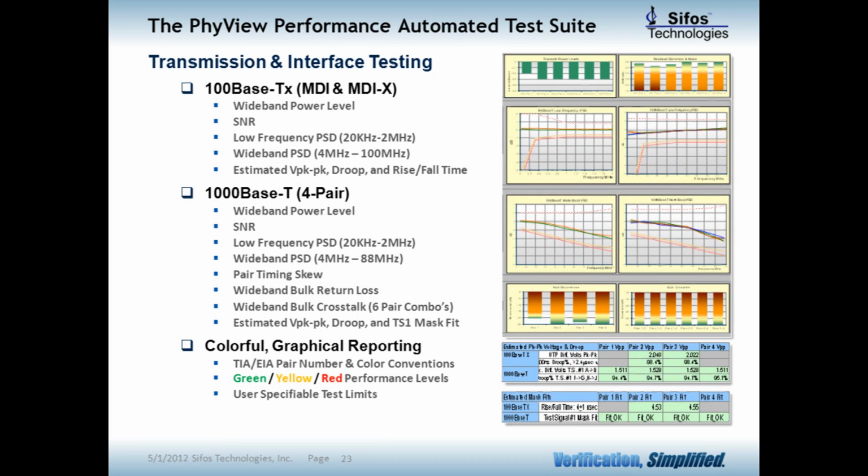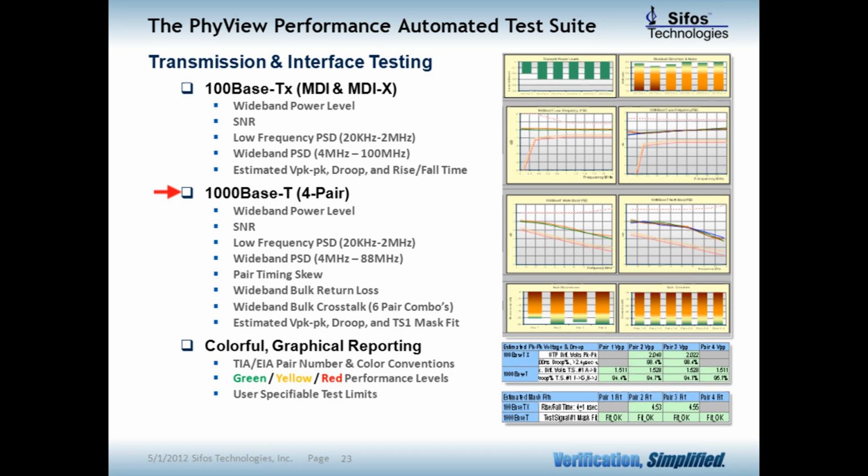Let's take a closer look at PhyPerformance test suite's transmitter and interface tests. These tests provide extensive and fully automated coverage of 100 base TX and 1000 base T transmitters and interface characteristics. They also deliver 802.3 parameter estimates. 100 base TX tests report wideband transmit power, residual distortion, low frequency PSD, wideband PSD, and estimations for peak-to-peak voltage, pulse droop, and rise-fall time. These are reported for MDI and MDIX connections.